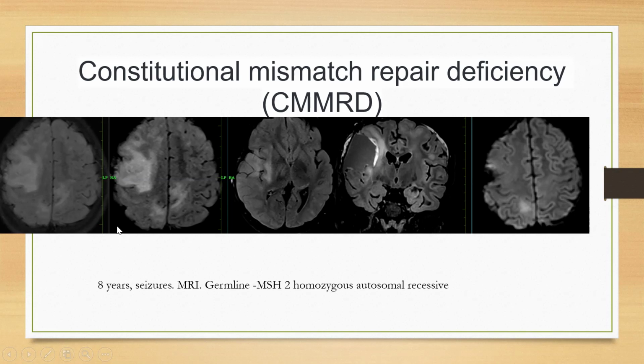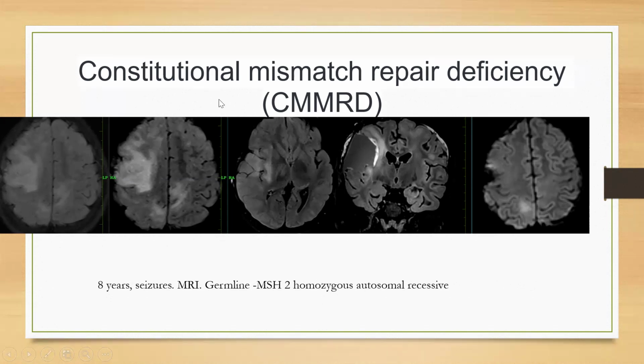And after that, we saw there were multiple subcortical hyperintensities. This type of multiple subcortical hyperintensities with one of the lesions alone showing high grade is one of the findings of constitutional mismatch repair deficiency, CMMRD. In this case, we did germline testing and it proved to be MSH2 homozygous, autosomal recessive.